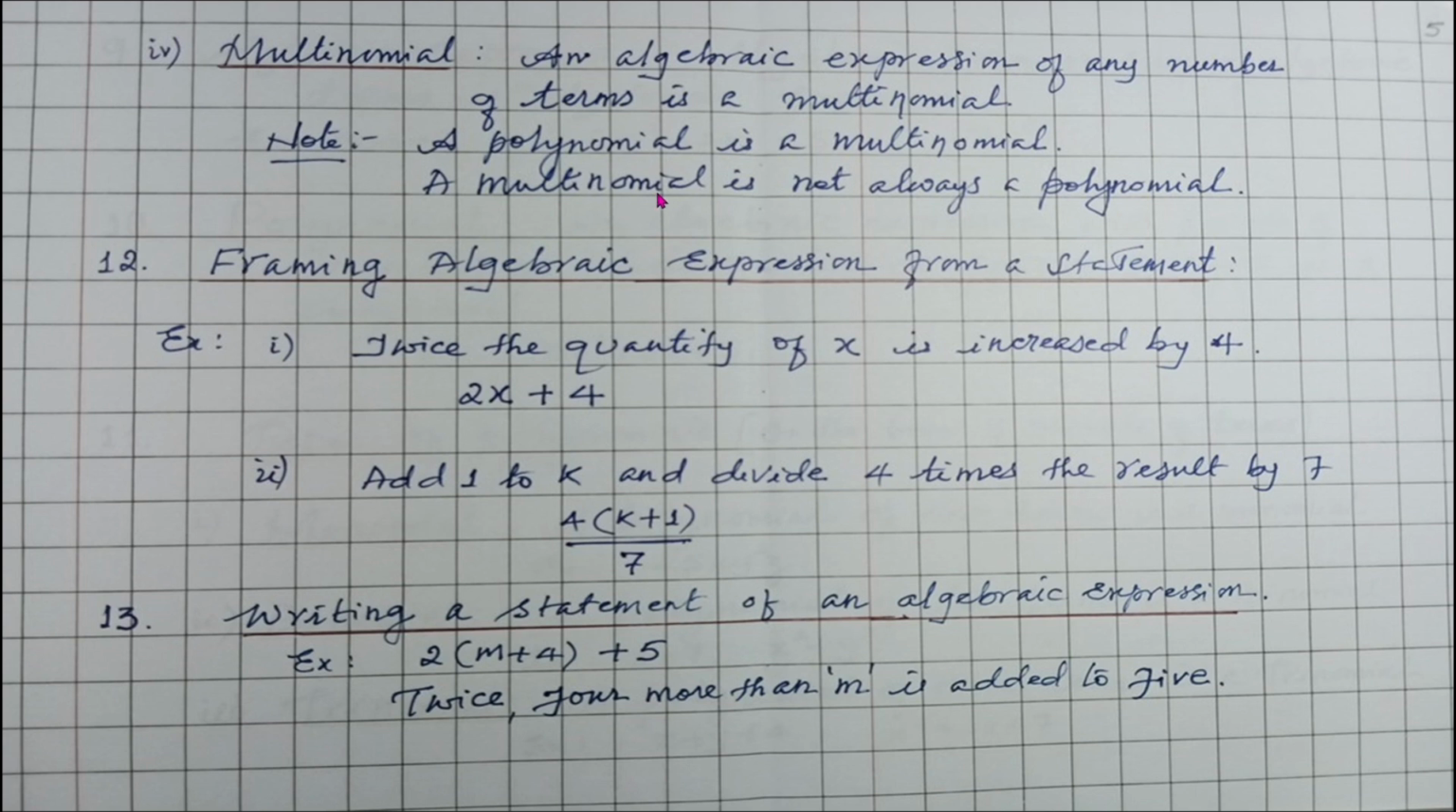Therefore it is called a trinomial. Now an algebraic expression of any number of terms is called a multinomial. A polynomial is a multinomial. A multinomial is not always a polynomial. Please remember that. Now, framing an algebraic expression from a statement.